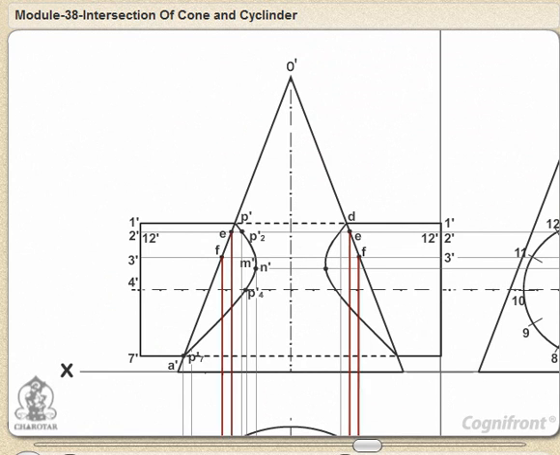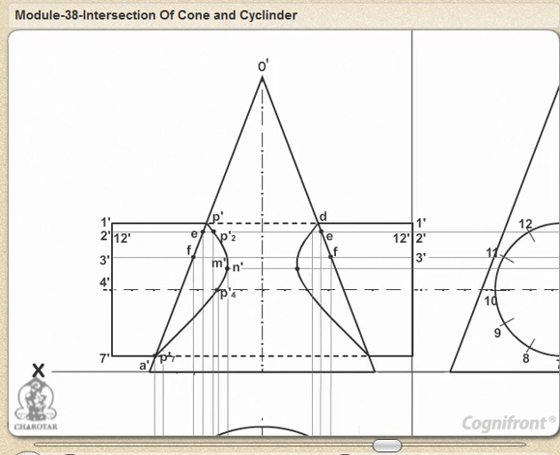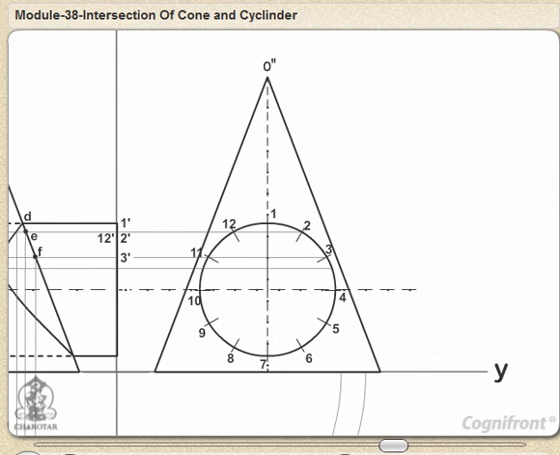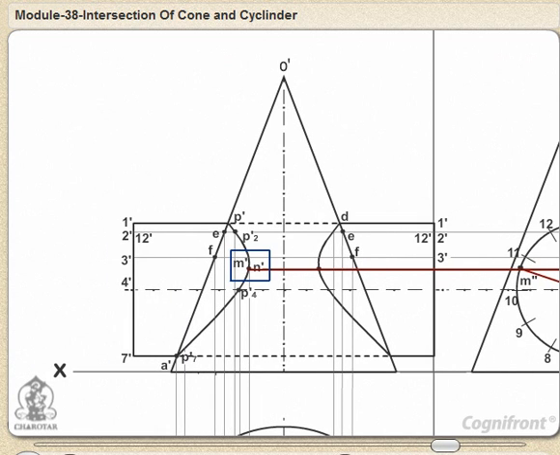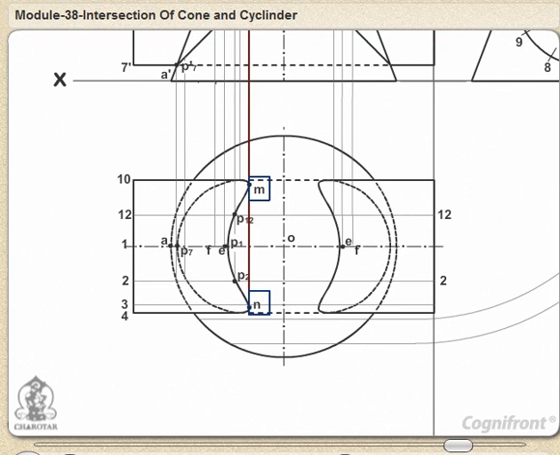Two more key points at which the curve changes directions must also be located. Their positions are determined from the side view. They are the points of nearest approach, that is M double dash and N double dash, at which the lines drawn from the center of the circle and perpendicular to the extreme generators of the cone cut the circle. Project these points to M dash and N dash in the front view and to M and N in the top view on the corresponding lines.